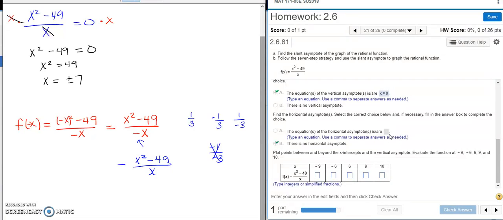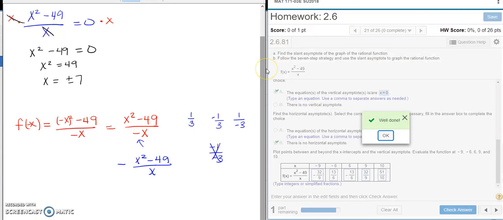Okay, they want us to type in some points and they want us to do these as fractions. So I'm going to pause for a second and fill this out. All we're doing is plugging in for x, but it takes a little bit, so I'm going to pause so I don't take up so much time.